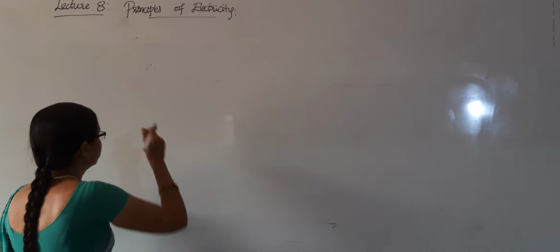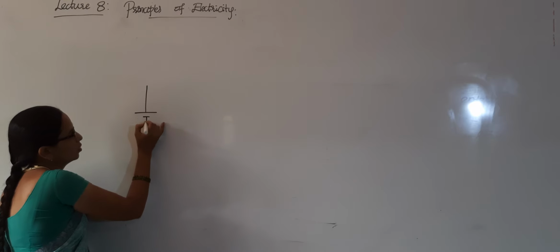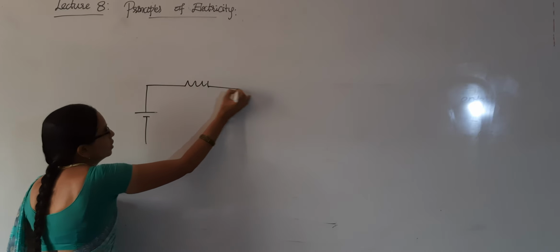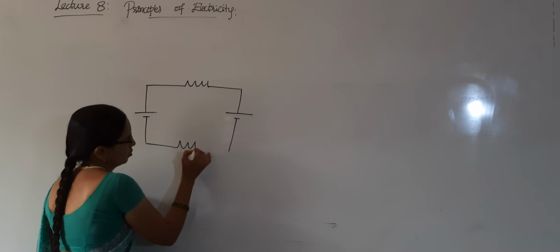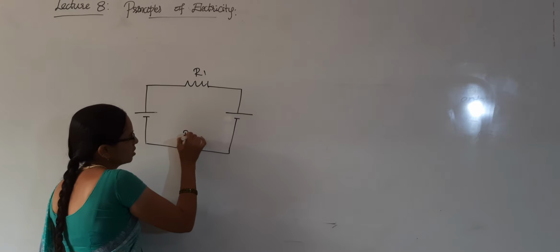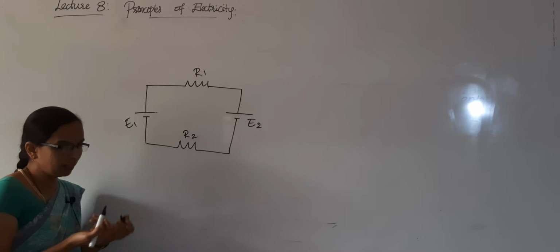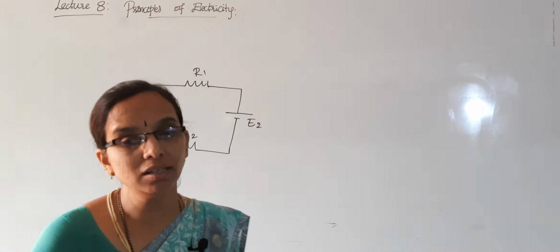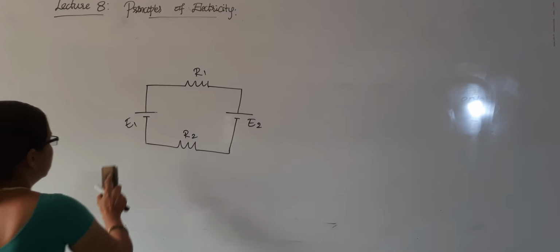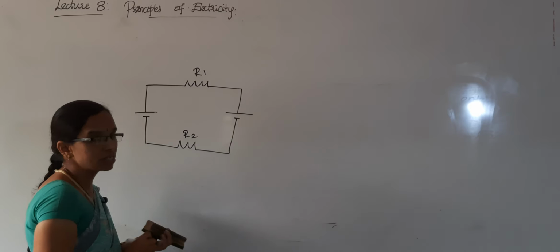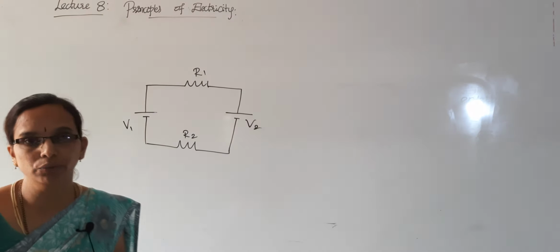Now we have a circuit. It's a simple circuit I've considered. This is R1, this is R2, this is E1 and this is E2. E is nothing but EMF. Voltage can be represented with the symbol V as well as the symbol E. If you want, we'll change it to V only. In some books it is given as E. V1, V2 I will call, no problem, however you take.